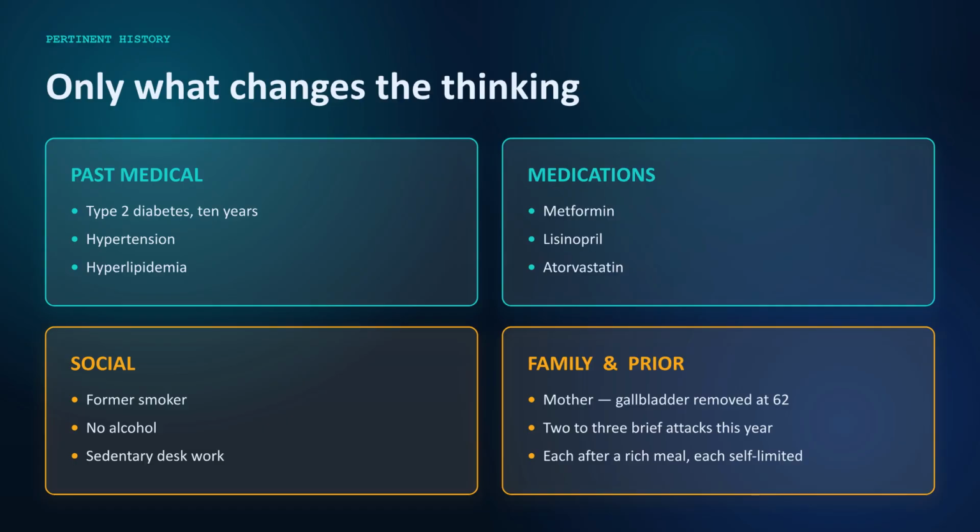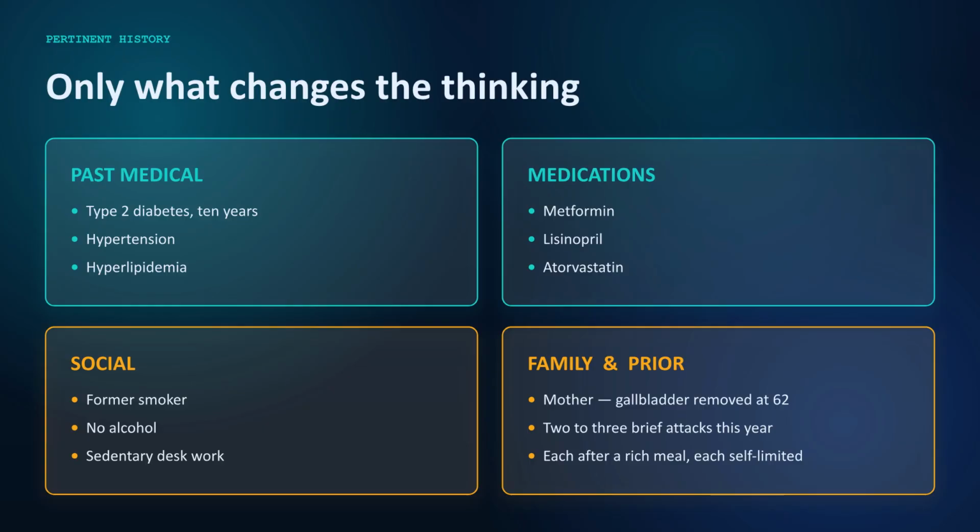Now the history that actually changes our thinking. His past medical history includes type 2 diabetes for 10 years, hypertension, and high cholesterol. His medicines are metformin, lisinopril, and atorvastatin. Socially, he is a former smoker who drinks no alcohol. His mother had her gallbladder removed in her 60s, and the review of systems gives us the piece we needed.